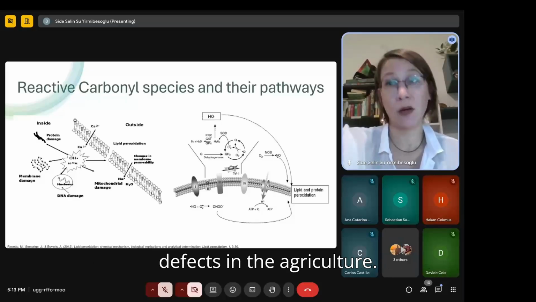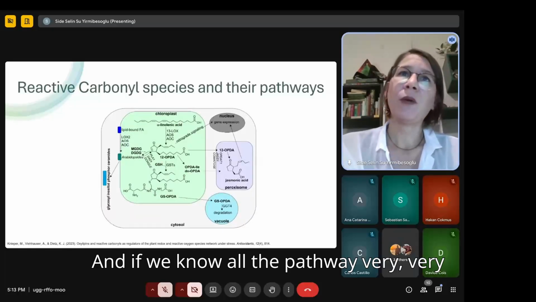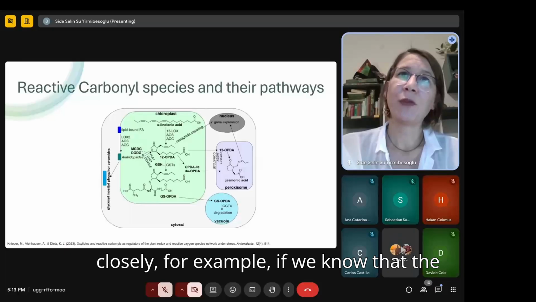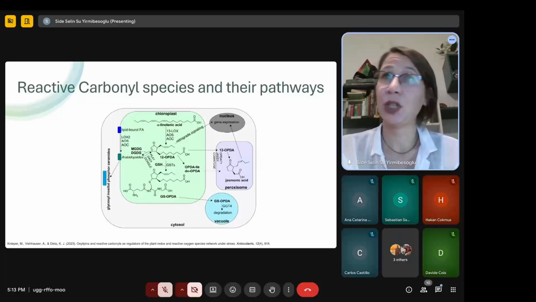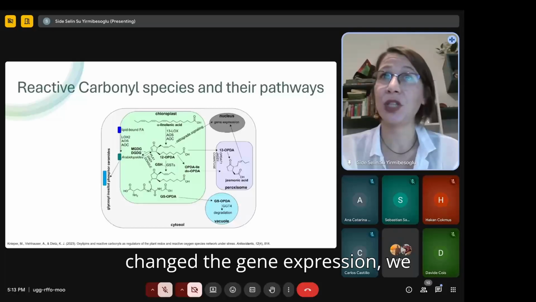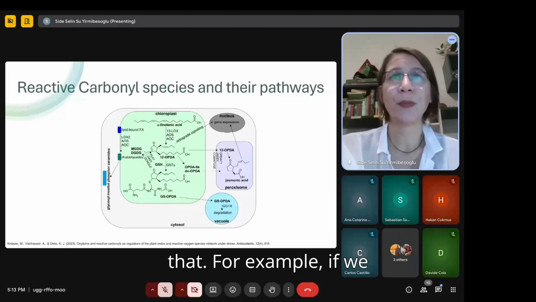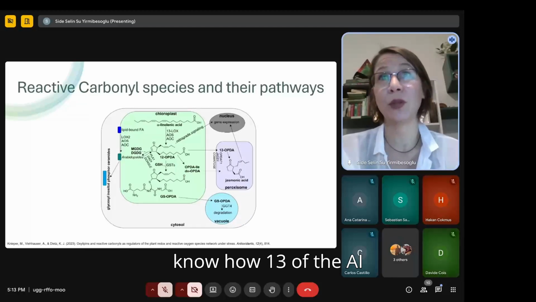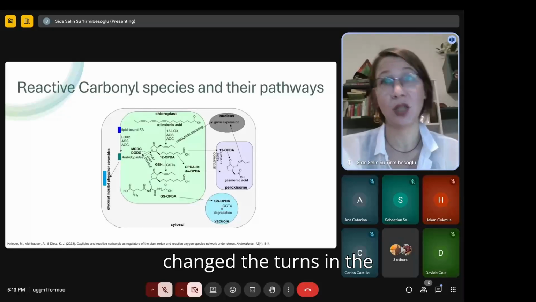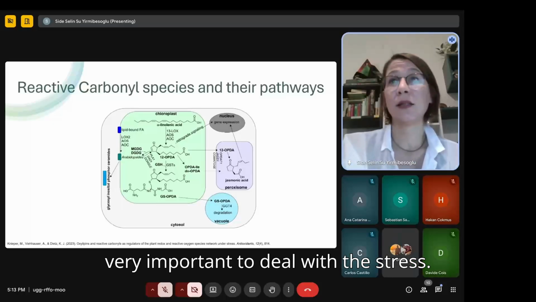which causes some kind of defects in the agriculture. And if we know all the pathway very, very closely, for example, if we know the retrograde signaling pathway, which changes the gene expression, we can develop some kind of tools about that. For example, if we know how 13-HPOT changes into jasmonic acid in the peroxisomes, and it is very important to deal with the stress.